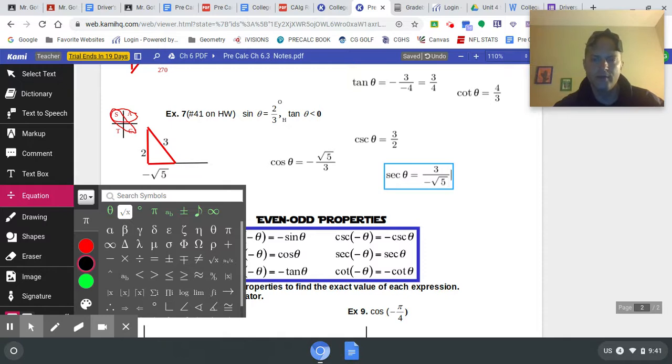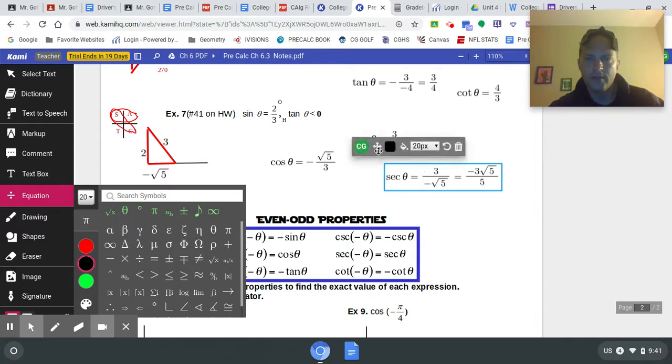Now, for sake of time, I'm going to go ahead and rationalize this, multiply top and bottom by root 5. So I should get 3 root 5, and then that's all divided by root 5 times root 5, which is 5. And then don't forget the negative in front. So I get negative 3 root 5 over 5 for his buddy.